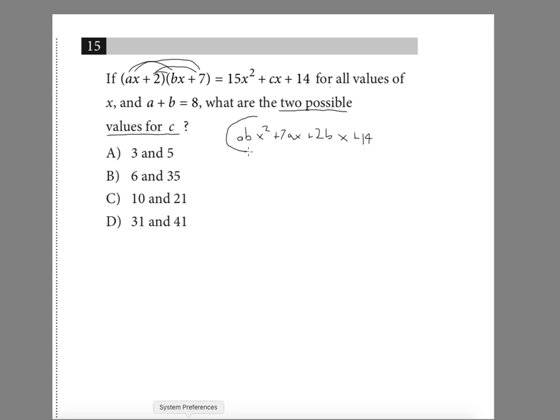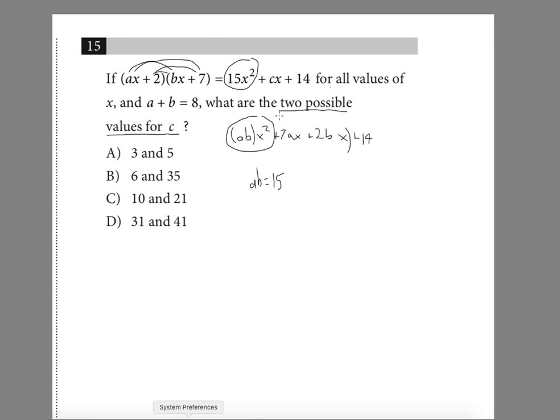And so we want to look at this abx squared right here, and we want to look at this 15x squared right here. So we know that x squared, they have a common coefficient right here. So therefore, ab, it has to mean something over here, right? But what does it mean? Well, if we have this coefficient right here, and in this case it's 15, ab has to be equal to 15 then. So ab is equal to 15. Alright? So we know that just by looking at this equation right here.